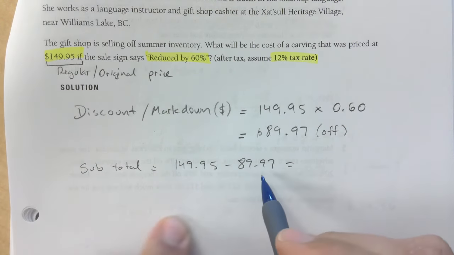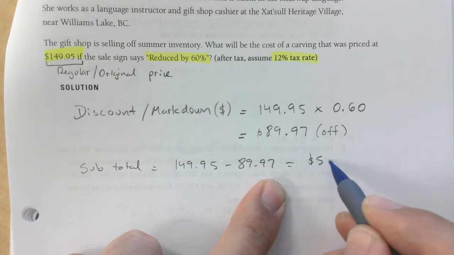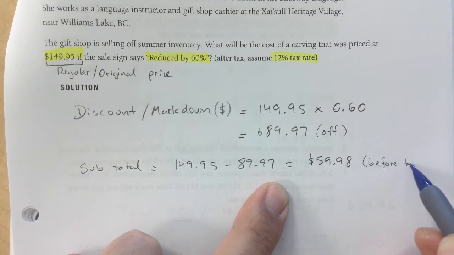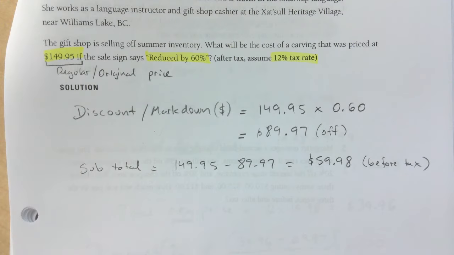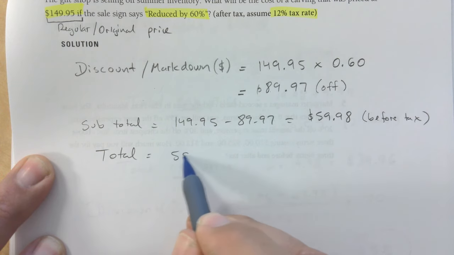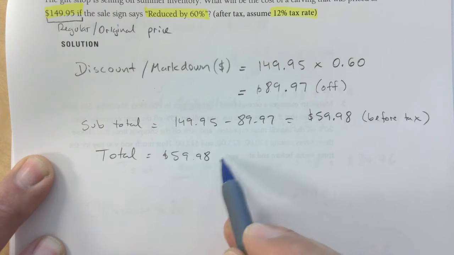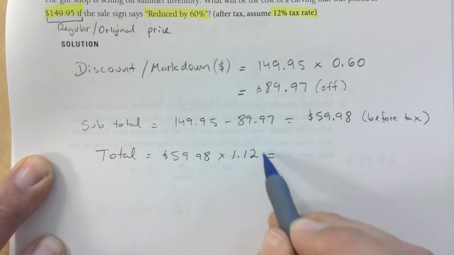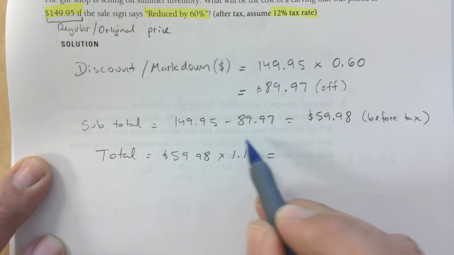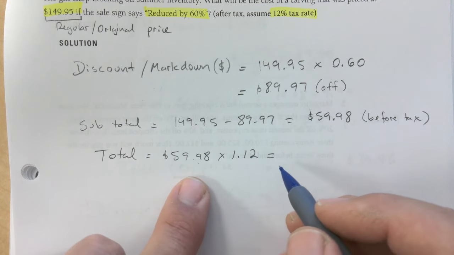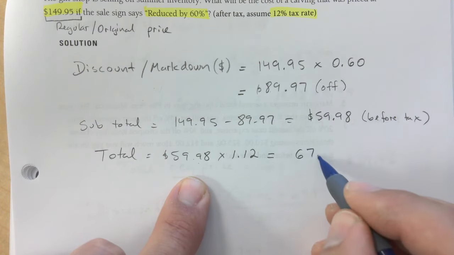All right, so we're going to subtract that, and we get 59.98. This is before tax. So we're almost there. Now to find the total, we take that 59.98. That's what you end up paying, right? And we're going to multiply it by 1.12. That's the quick way of adding taxes to something, by the way, folks. I always just go times 1.12 if I want to know the price plus tax. And that gives me 67.18. And this is what they were after.